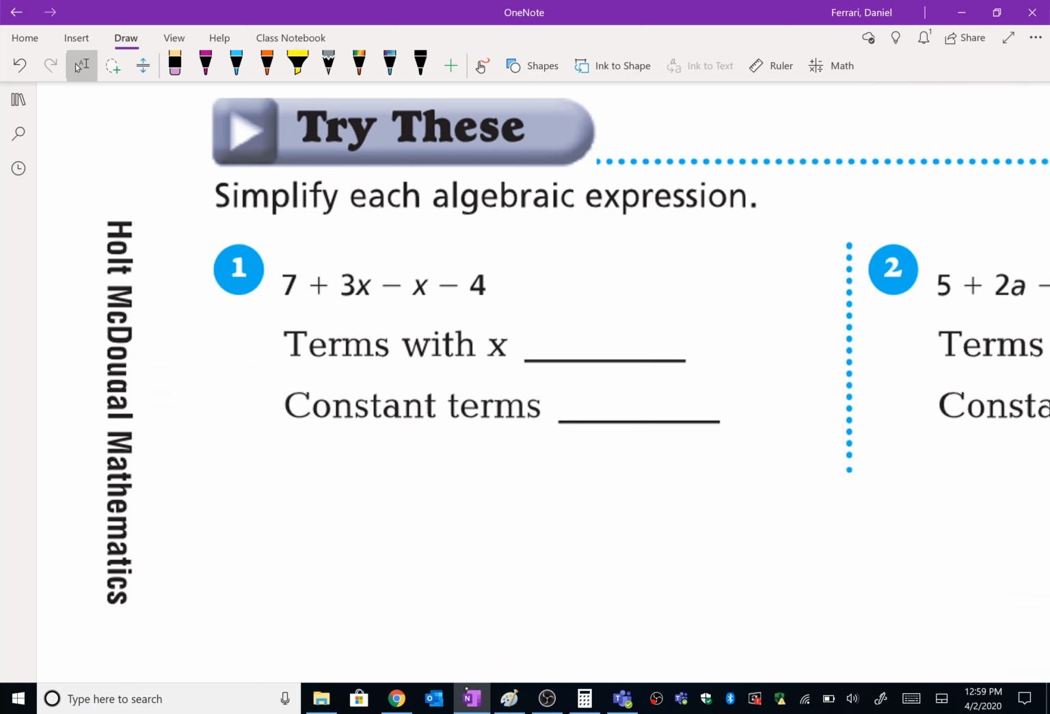So let's take a look at the first example, because this one will give us a good look at what we're going to see. On this first line, we're going to list the terms with x. Of my terms, I have 4 terms in this problem.